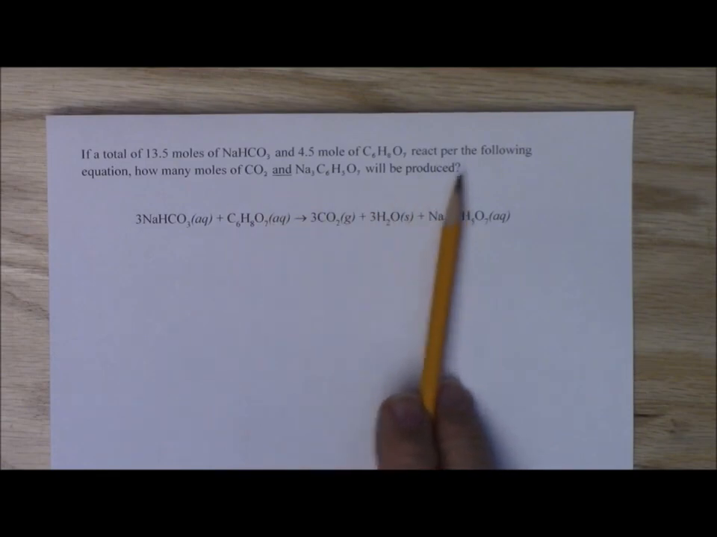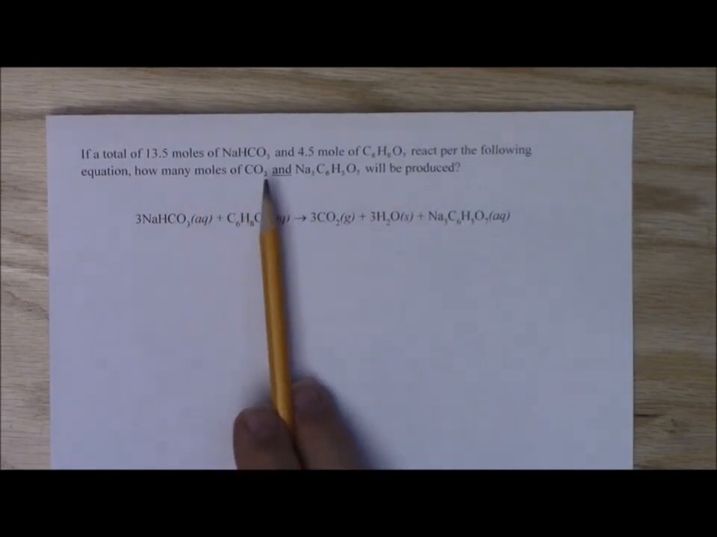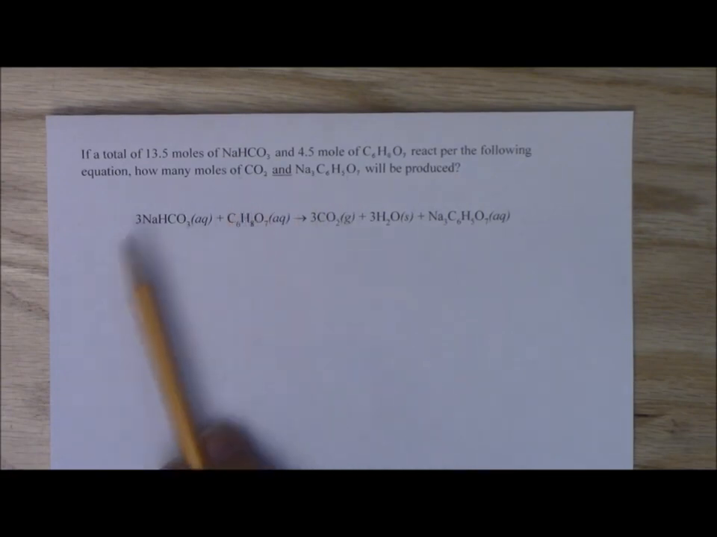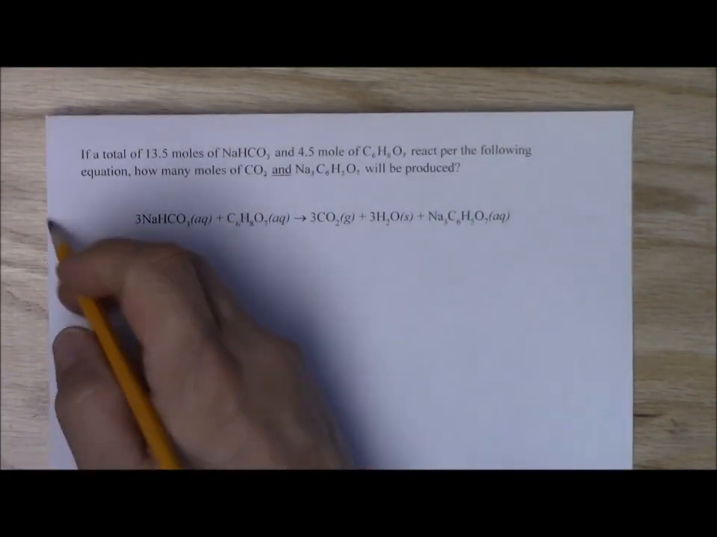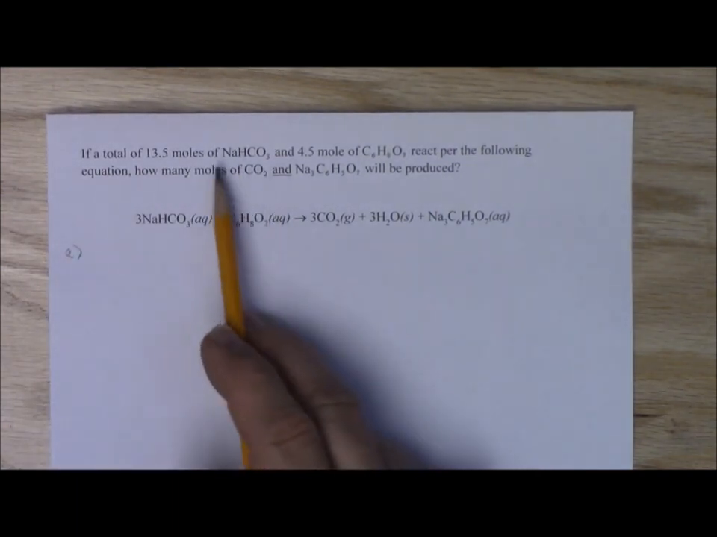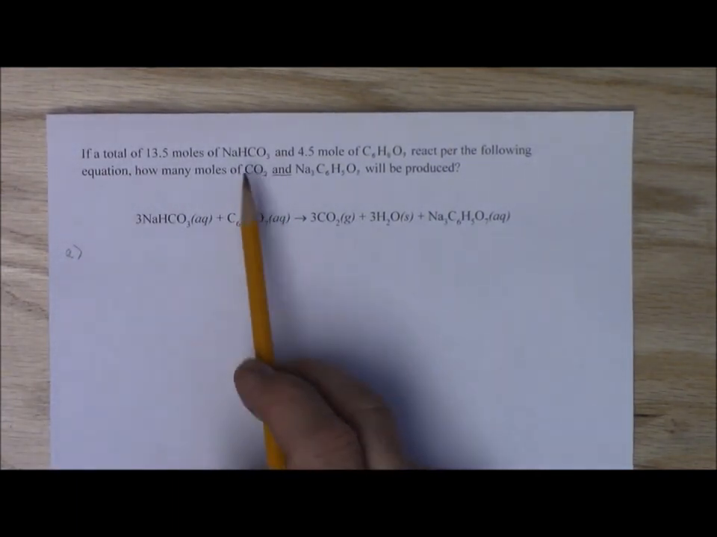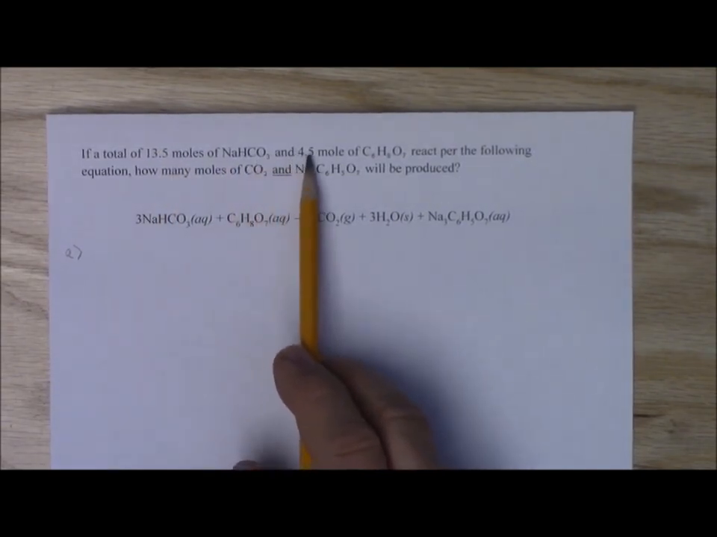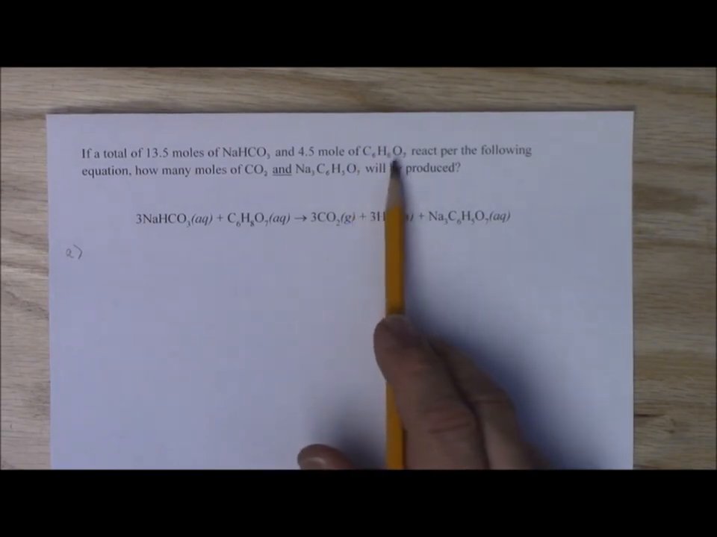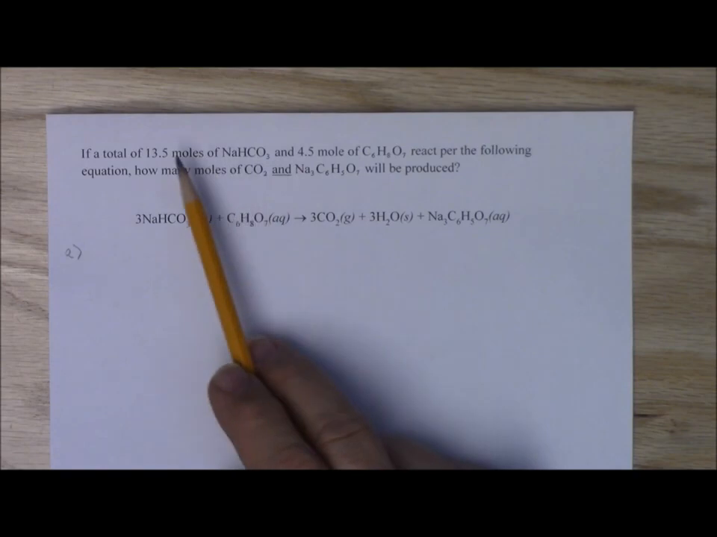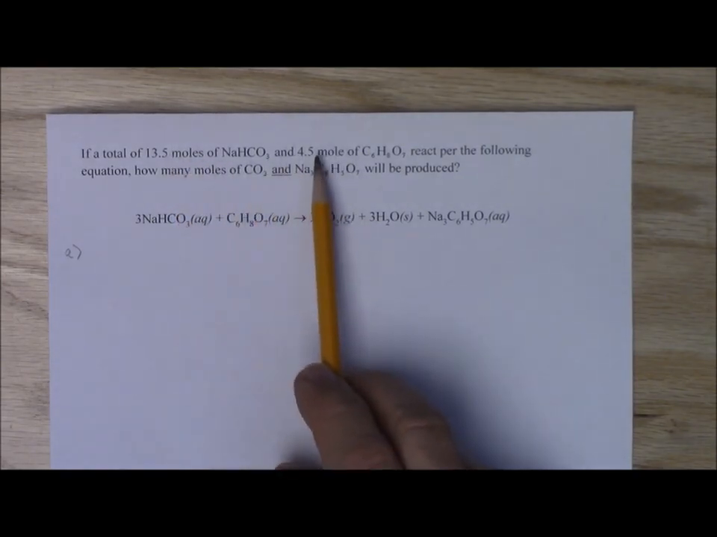Okay, well, let's see. They want two different substances, so we'll have to have a part A and a part B. So let's write down, for part A, where they're asking for moles of CO2. They're giving us moles of sodium hydrogen carbonate and moles of citric acid. Which one of those is a given substance? Wow, this is a curveball for us.